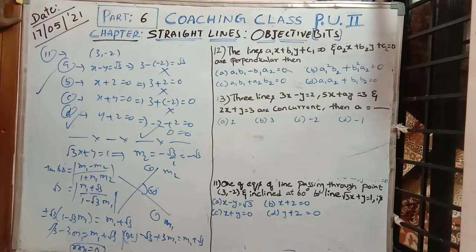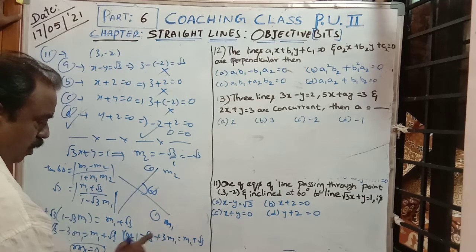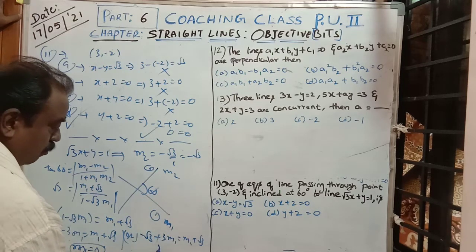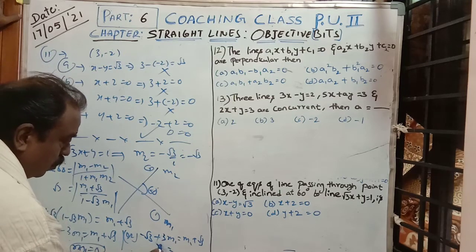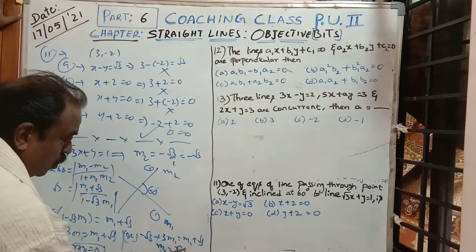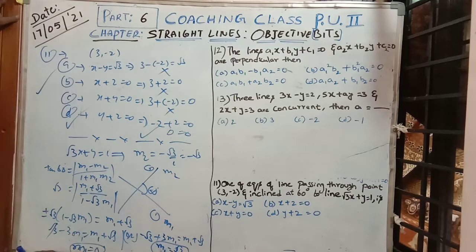This is one equation. But here it is 2 m1 is equal to 2 root 3. You don't confuse, m1 is equal to root 3. Two values are there: m1 is equal to 0 or m1 is equal to root 3.